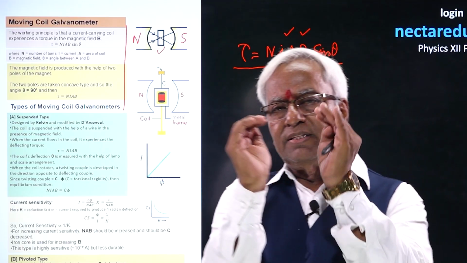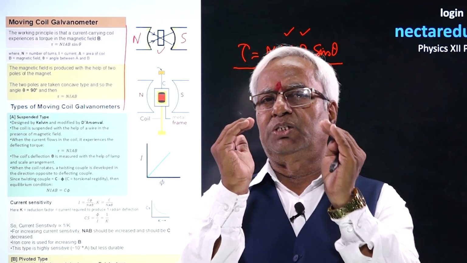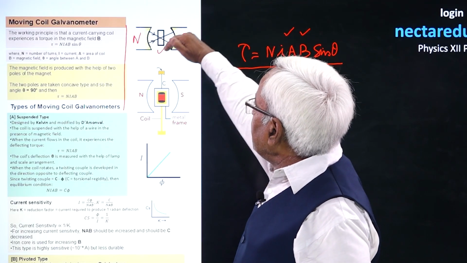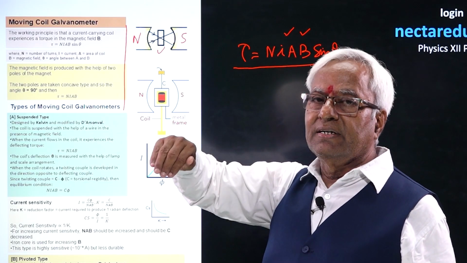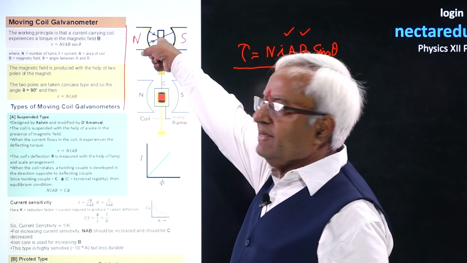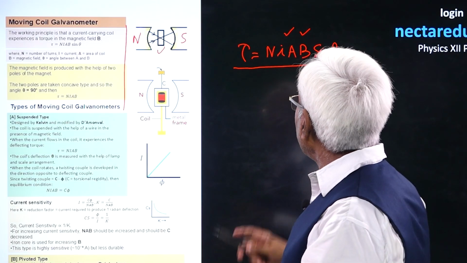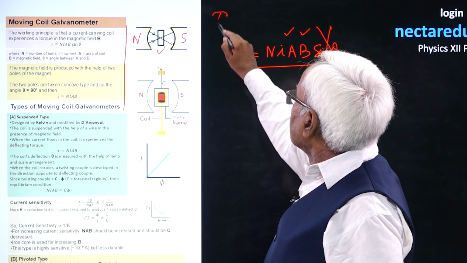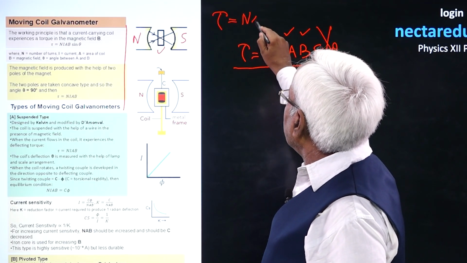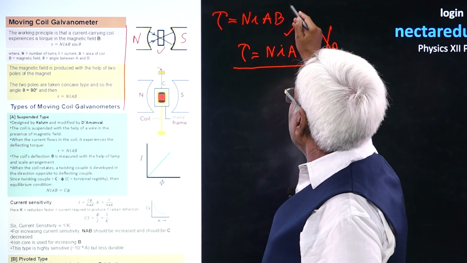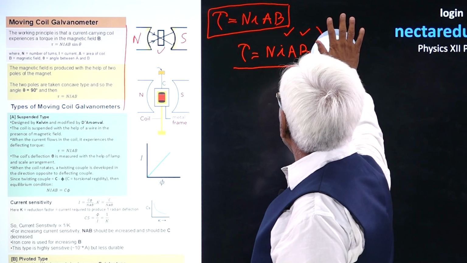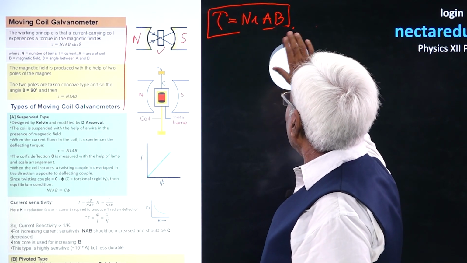If you take the poles of concave shape, then the angle between area vector and field vector is going to be always 90 degree, and in that case sine 90 is going to be 1, and couple would be given by NIAB. This is the couple on the current carrying coil.